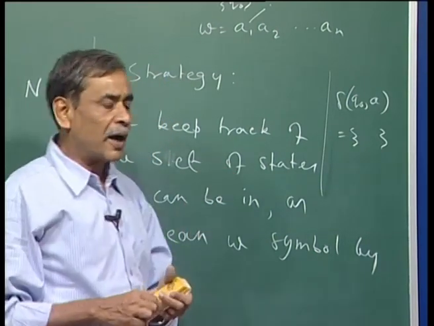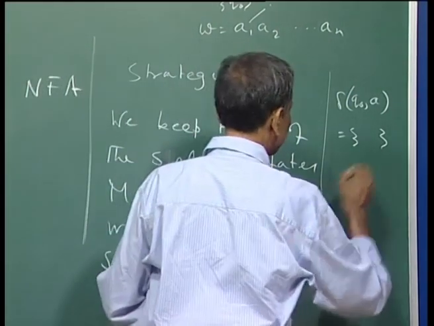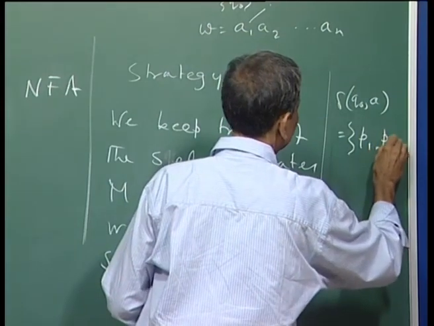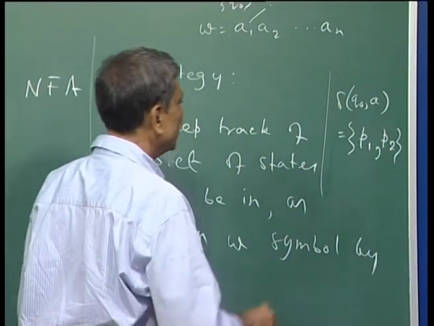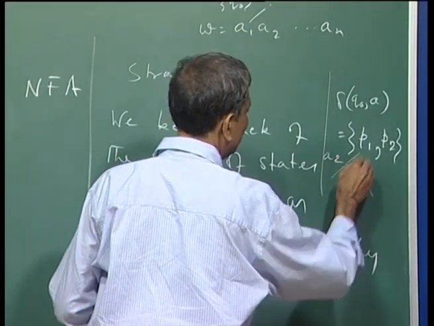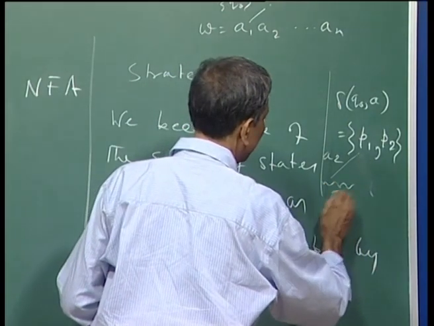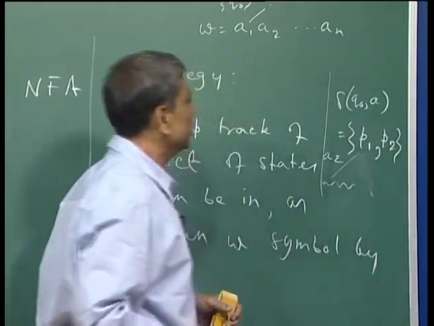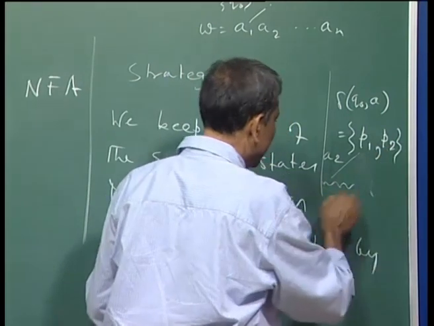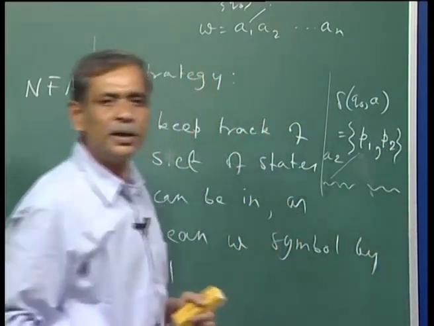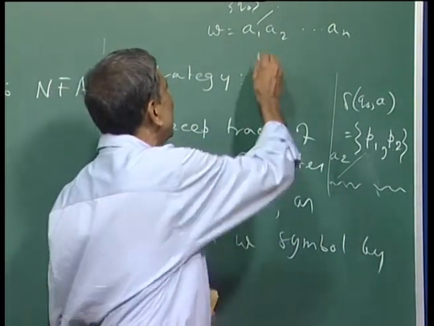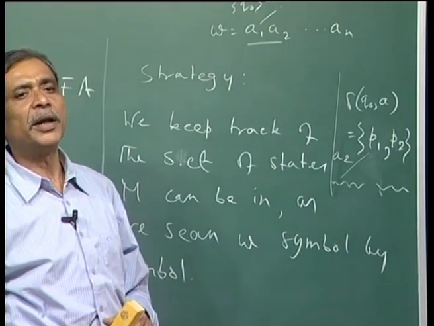Then A2 will come, and suppose this set of states is, let me just give an example here, P1, P2, supposing these are the two states that result. So, on A2 from P1, which states the machine can be in, again that is just consulting the transition function, and similarly from P2 on A2, we take the union, and that is the set of states the machine can be in after seeing A1 and A2, and this way you go on.